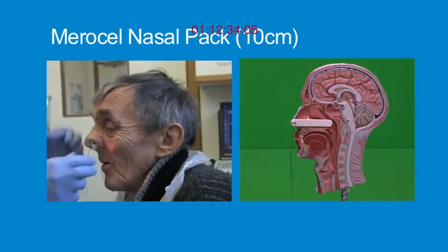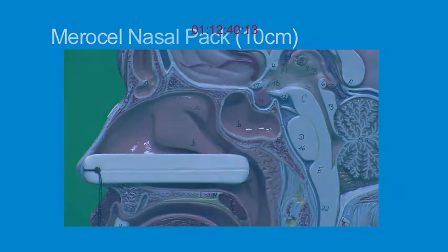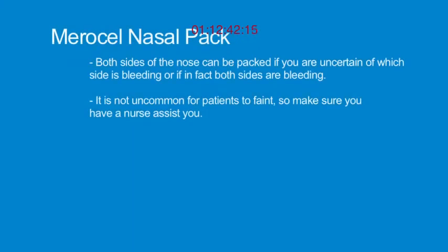The Merocel pack is a firm, dehydrated sponge which must not come into contact with water before it is inserted into the nose. If both sides of the nose are bleeding, or you're not sure which side is bleeding, then both nasal cavities can be packed. You must have a nurse to assist you, as it's possible that the patient may faint.